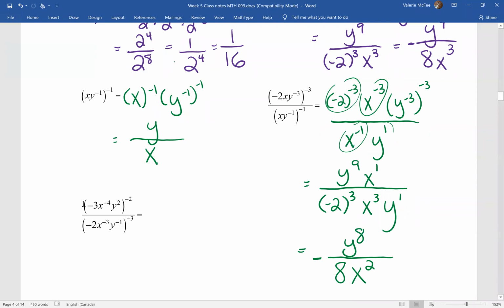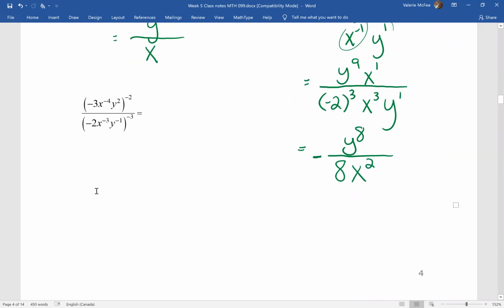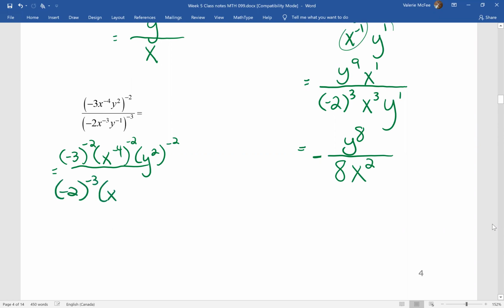Give this last one a try if you haven't already done so. So we're first going to use that power of a product rule and apply the power of -2 to everything in the numerator. And then the power of -3 to everything in the denominator. You don't necessarily need to write that step out.